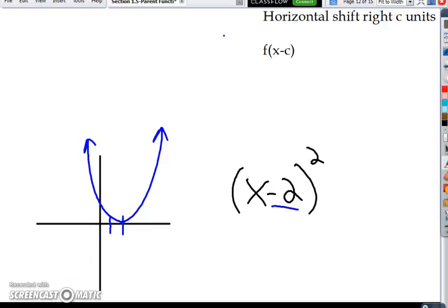Now, what does that do to my range? Nothing, right? I didn't move up or down. Domain, it doesn't matter because it was negative infinity to infinity. So, shifting it either direction, left or right, doesn't make a darn bit of difference for my domain for x squared. It will for other functions, like our square roots.